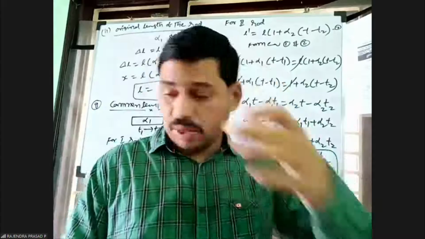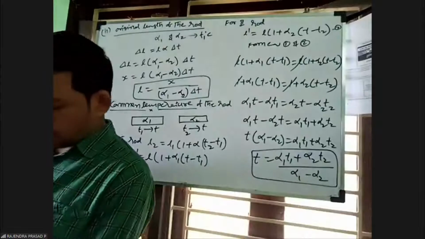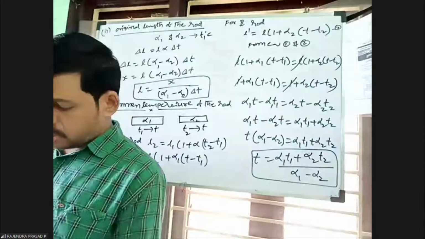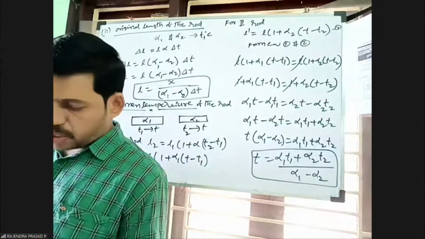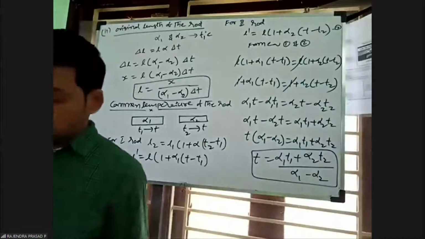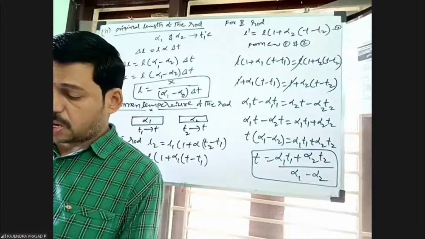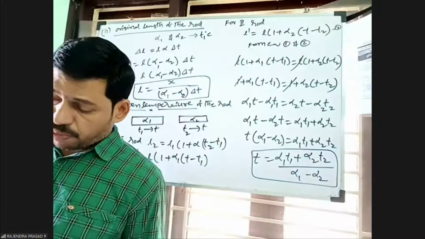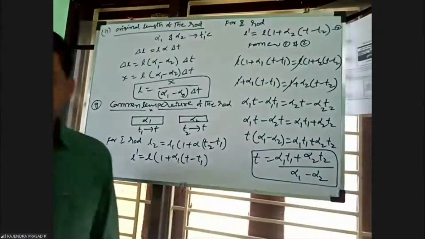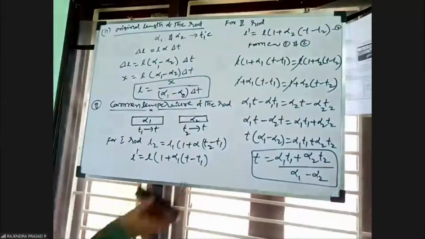One problem is there, example 12.15. An iron rod of 60 centimeter length and a brass rod of 40 centimeter length, having the same cross-section area, are kept in series in contact. Alpha iron and alpha brass are given. One example problem.